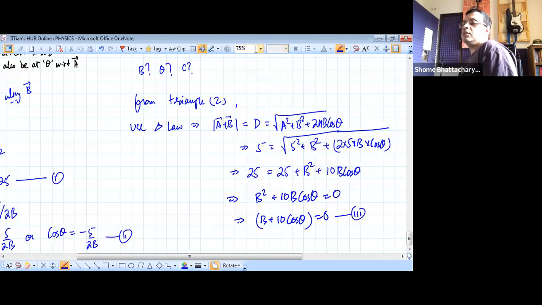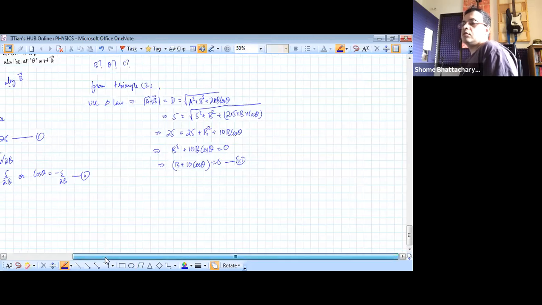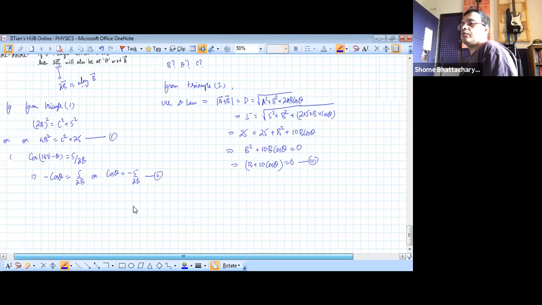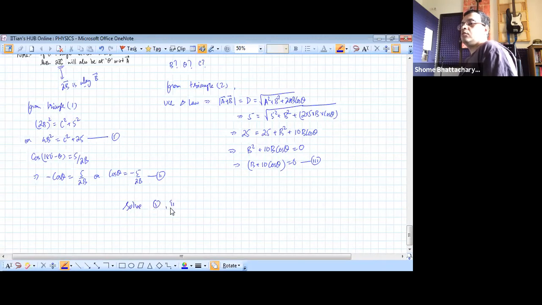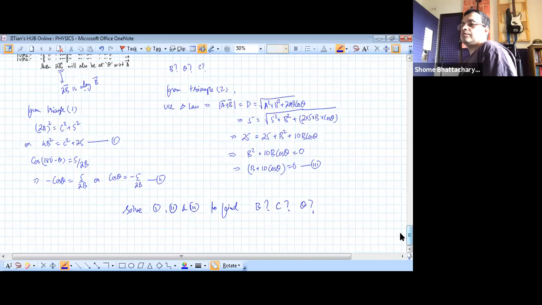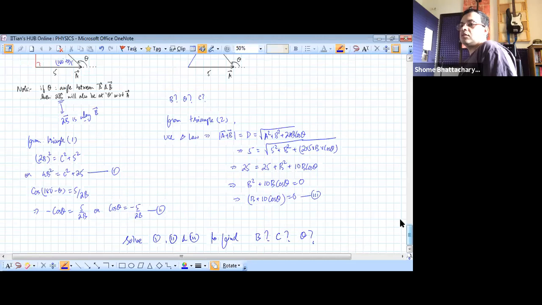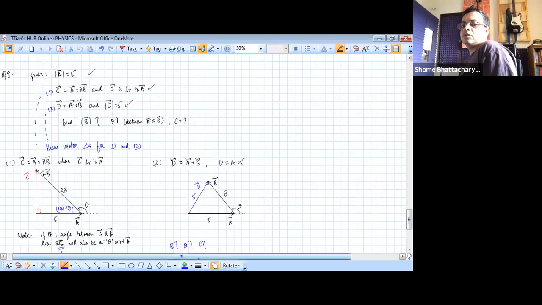Now we will solve the 3 equations together and we'll get the values of the unknowns. So solve equation 1, 2 and 3 to find b, c and theta. So first of all, let's understand the method.